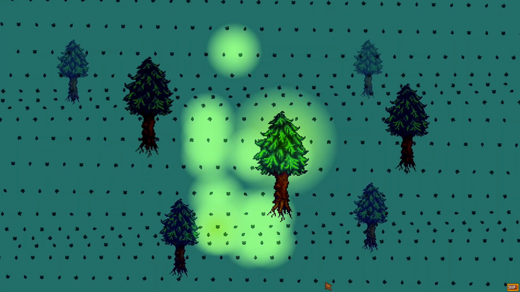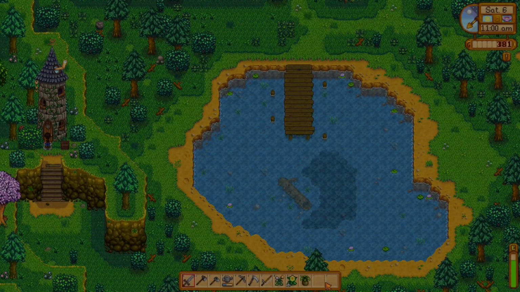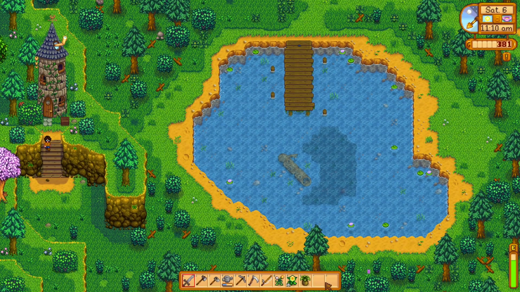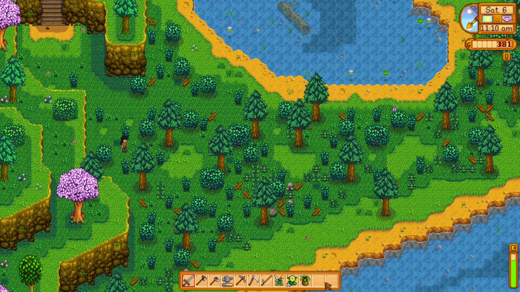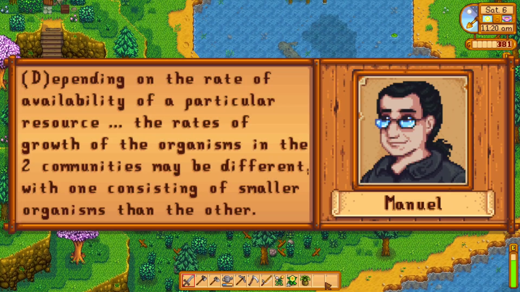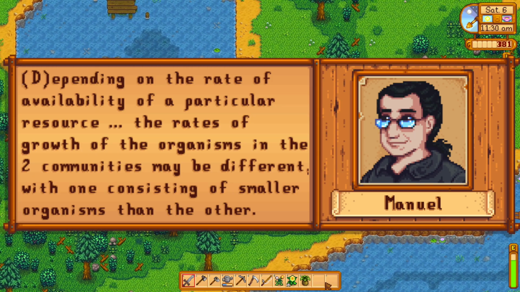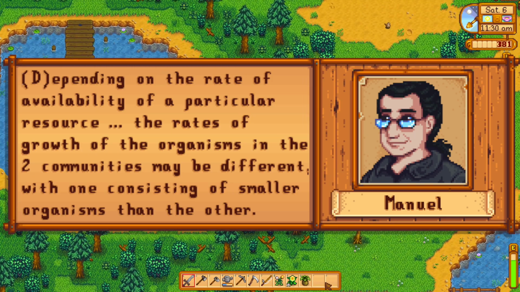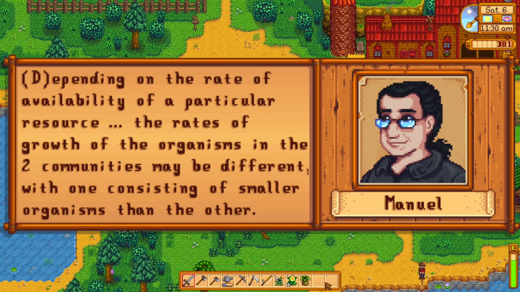The other undesirable feature, the role of ideal norms, is in turn eliminated by one of Darwin's own concepts, that of the norm of reaction. The key takeaway from this notion is that two populations, when separated from one another and experiencing different material conditions, diverge. Here, DeLanda himself offers an example. Depending on the rate of availability of a particular resource, the rates of growth of the organisms in the two communities may be different, with one consisting of smaller organisms than the other.